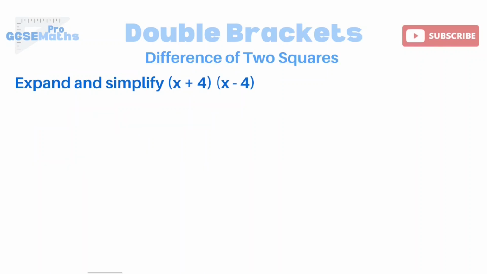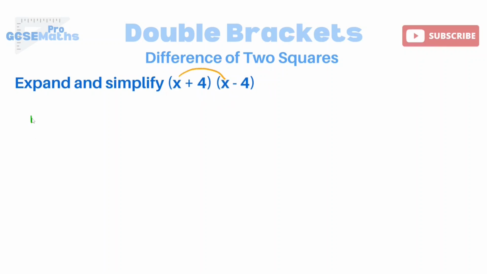Okay, so the second part of this topic for expanding brackets is we're going to do it in the exact same way, but I just want to really highlight a specific type of quadratic. So we've got here difference of 2 squares. Okay, and I'm going to show you what that means once we've expanded these brackets. So we're still going to do it in the exact same way. Expand and simplify x plus 4 times x minus 4.